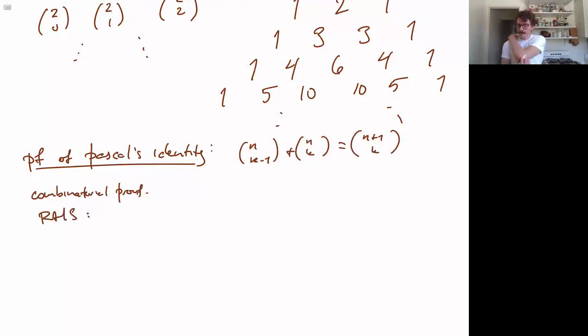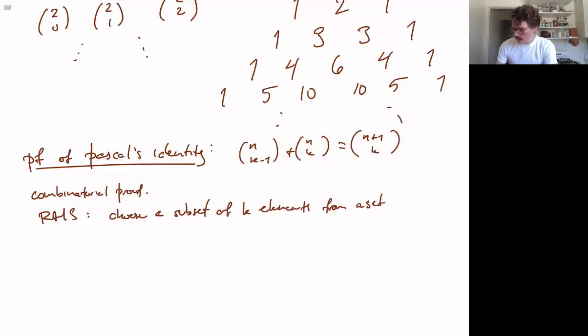The right-hand side is counting ways to choose a subset of k elements from a set of n plus 1. Just a single binomial coefficient, pretty straightforward.